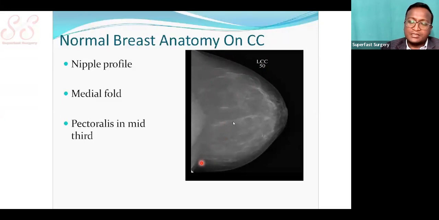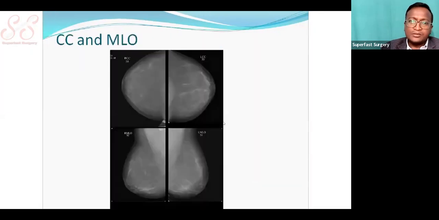While when it is in this fold below, then the lump is known as present in the inner quadrant. So like in this picture, this will represent the outer quadrant, this will represent the inner quadrant, and this is upper and this is lower. Upper and lower is given in the case of mediolateral oblique view, and outer and inner is decided in the case of craniocaudal view.